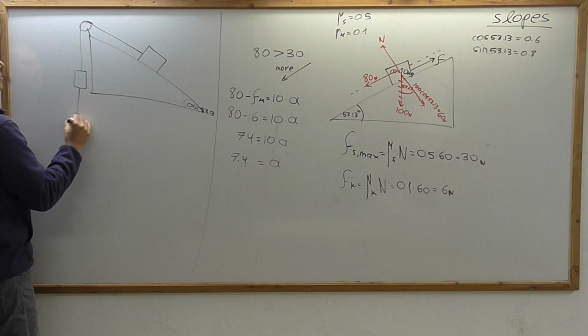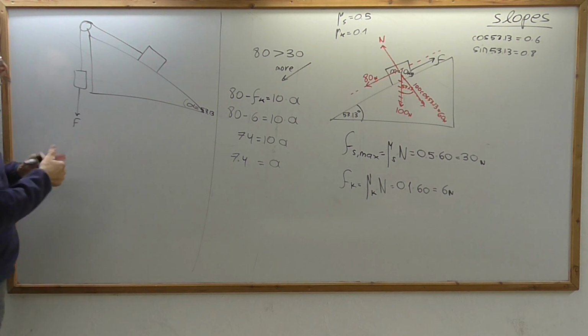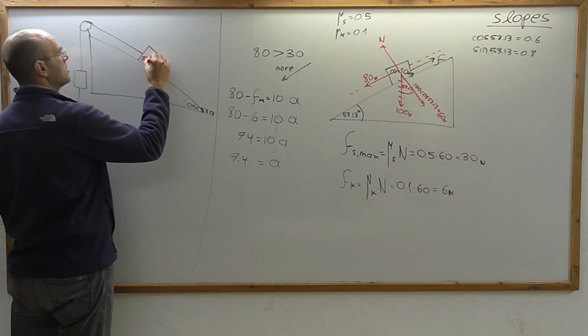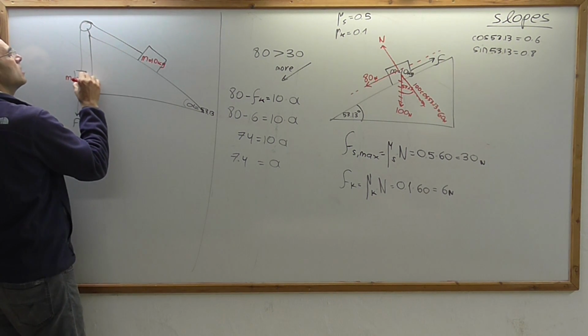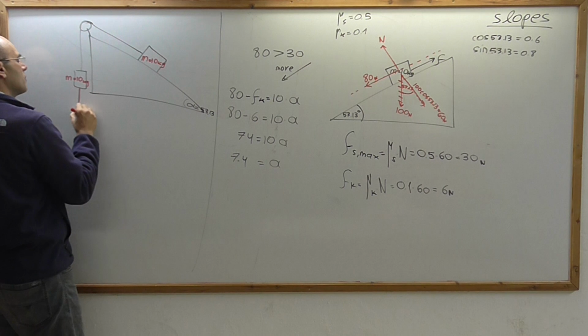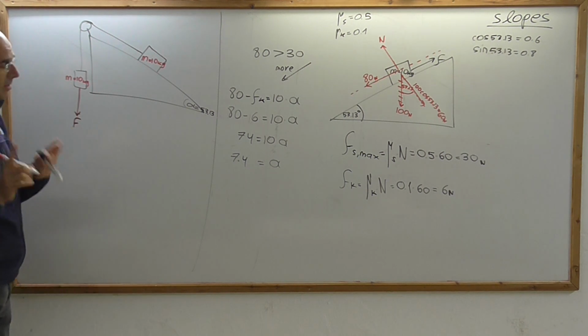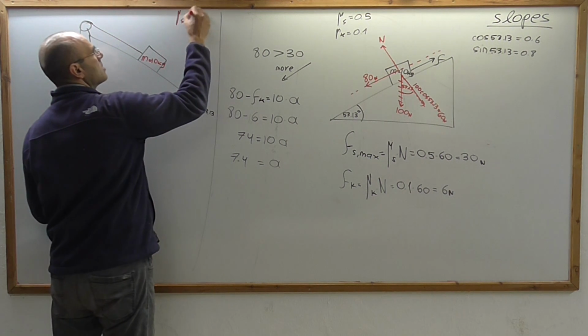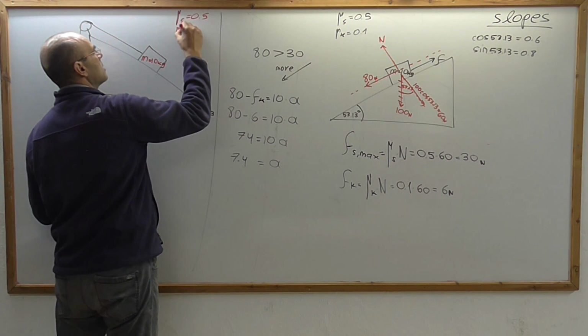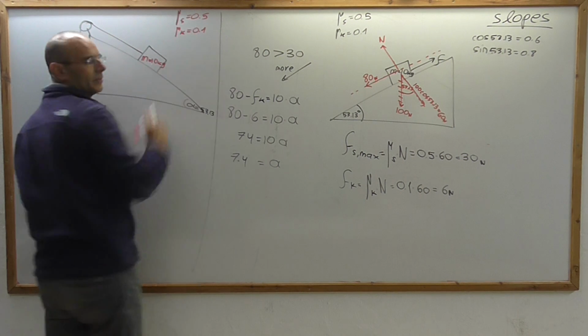And I have external force here, F. This mass is 10 kilograms. This mass is also 10 kilograms. This F, I don't know yet. I'll ask a question about it. And there is friction. Mu static is 0.5. Mu kinetic is 0.1. Okay.